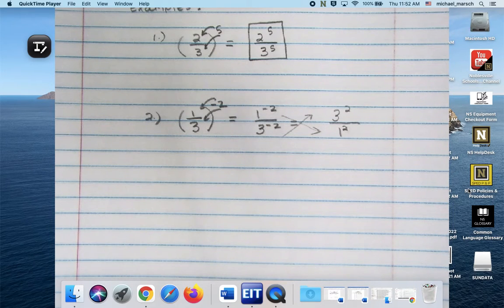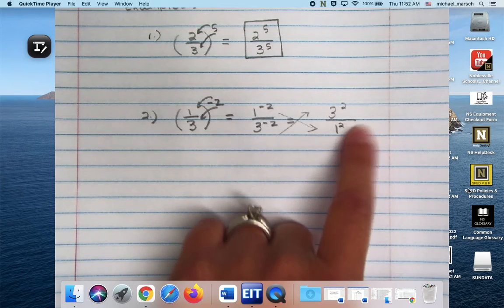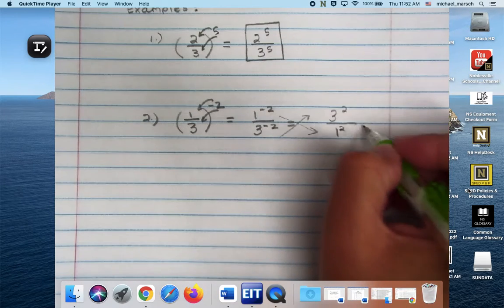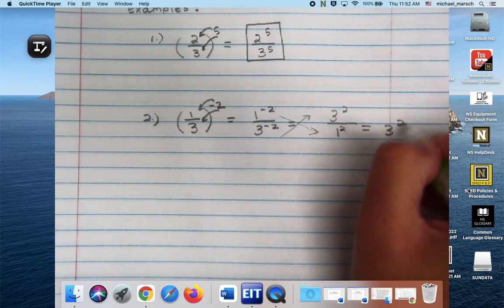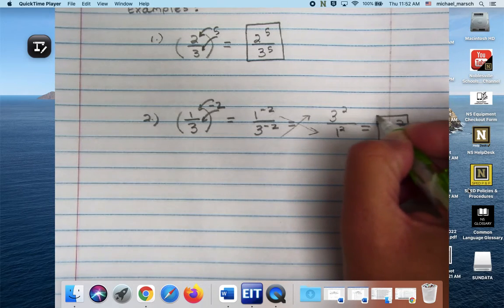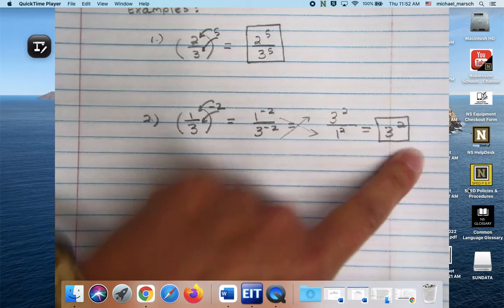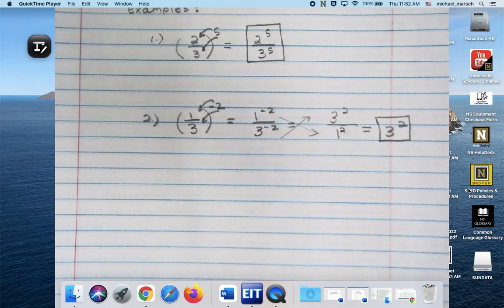Okay. So then what's 1 squared? What's 1 times 1? 1. So my actual final answer is just going to be 3 squared, because this is like having a 1 in the denominator. So I can just rewrite my answer as 3 squared. Yeah?